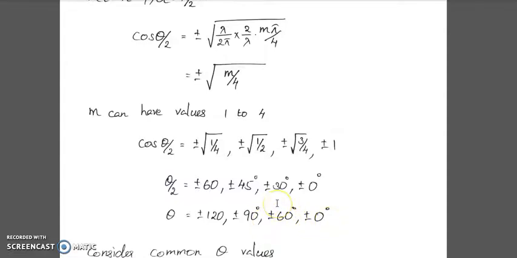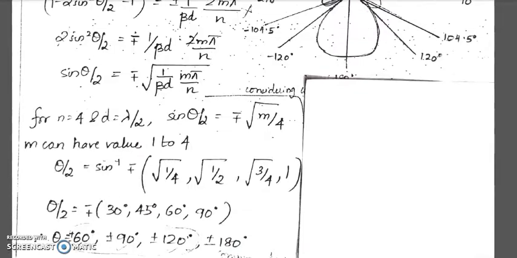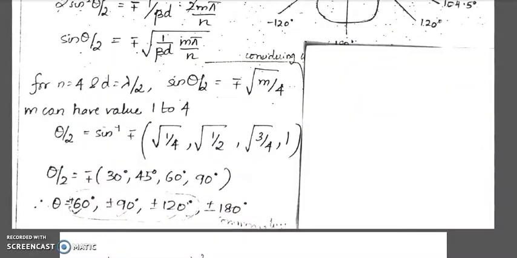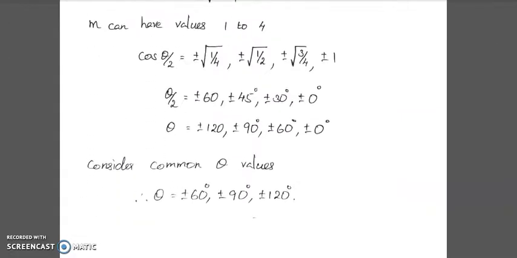Then you will take the theta values that are common in both the cases. That is the actual theta value for the null points. So here theta is equal to 60, 90, 120 and 180. Here the theta value is 120, 90, 60 and 0. So common points are 60, 90 and 120. So these are the null points.